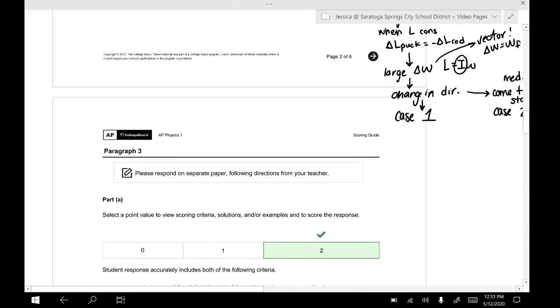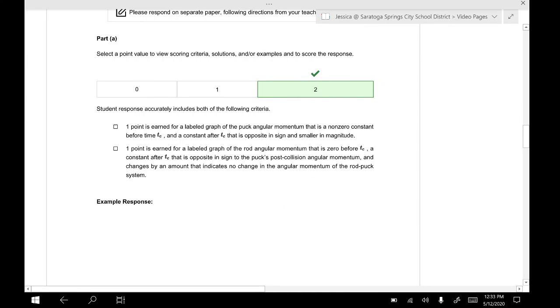Okay, so let's take a look at the scoring guide. For part A, we get 1 point for labeling a graph of a puck with an angular momentum that's non-zero, constant before TC, and constant in the opposite direction and smaller in magnitude after. I did that. Then I get 1 point for labeling a graph of the rod's angular momentum that's 0 and constant before TC, and constant after TC, opposite in sign to the puck's post-collision. I did that. And it changes by an amount that indicates no change in angular momentum of the rod-puck system. So essentially, we conserved angular momentum as well.